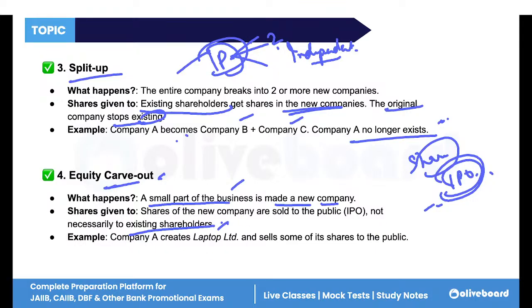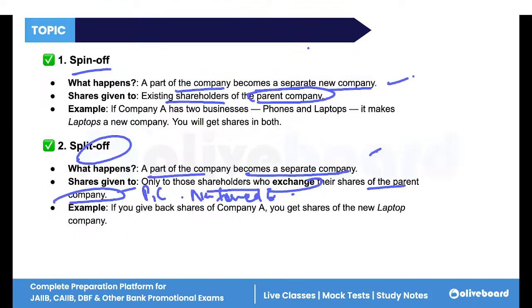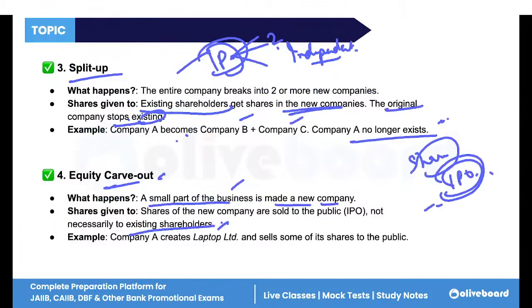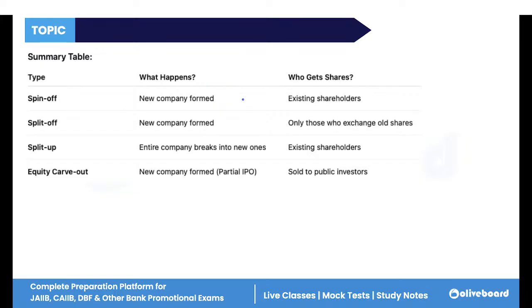Split up: the parent company is there, two or three independent companies are formed, and the parent company is shut down. Now, what is spin-off? From the parent company, a part becomes a separate new company. Like if company A has two businesses, phones and laptops, it makes laptops an entirely new company. Now we can take the shares in the newly independent company. Understood all the terms? So this is spin-off, a new company is formed.